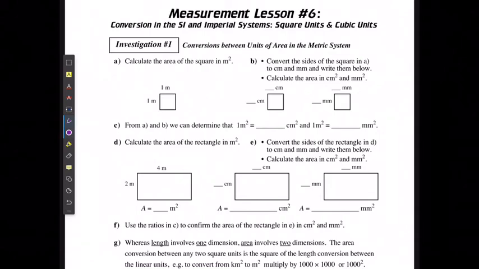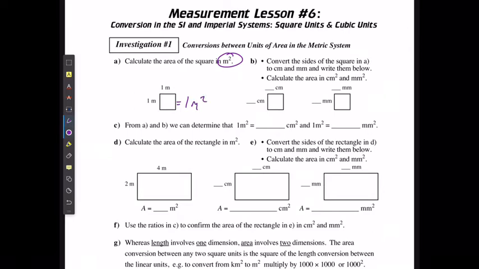For this lesson, we're going to take a look at the conversions when we're dealing with square units and cubic units, so area and volume is typically how we'd perceive that. So if I'm calculating the area of a meter squared, well, it would be 1 meter by 1 meter, which is going to give me a total area of 1 meter squared.